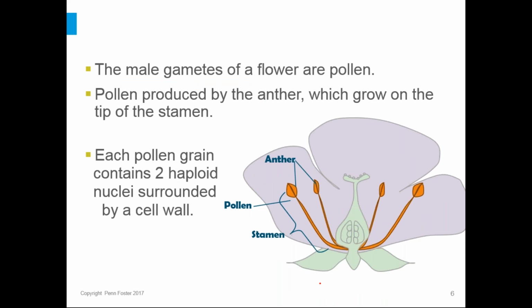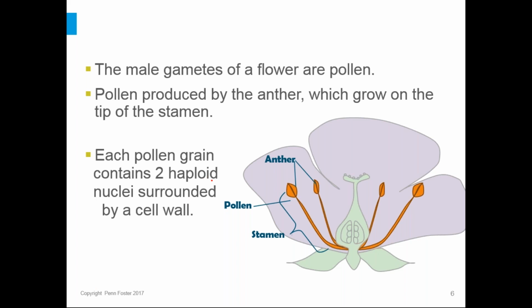The male gametophytes, or the male gametes, of a flower are the pollen. Pollen is produced by the anther, which grows on the tip of the stamen. Each pollen grain contains two haploid nuclei surrounded by a cell wall.